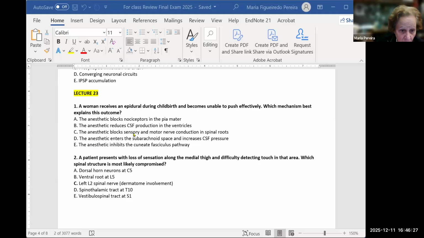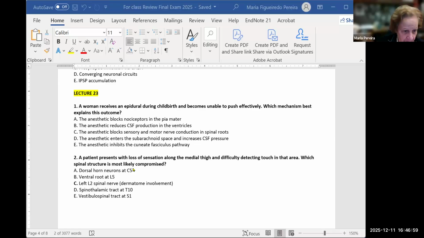The anesthetic blocks sensory and motor nerve conduction in spinal roots. So that's the problem. The person cannot push. So it has to be very, very careful, this type of anesthesia. So it's not the subarachnoid. Anesthesia reduces CSF production, and anesthetic blocks nociceptors in the pia mater. Okay.